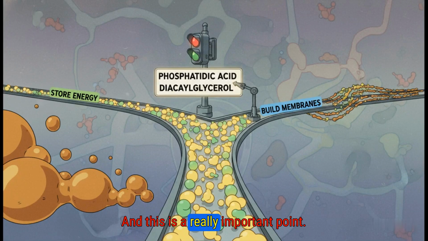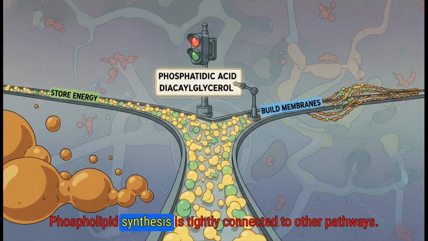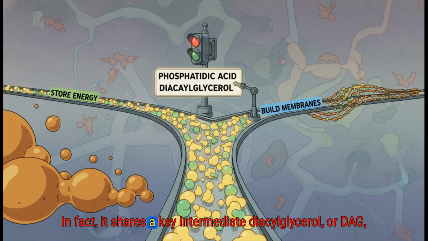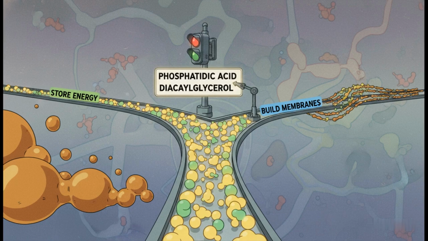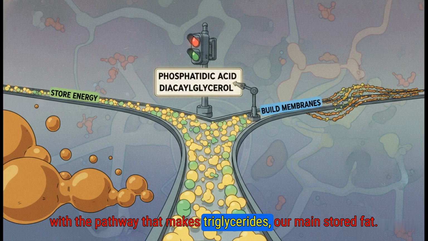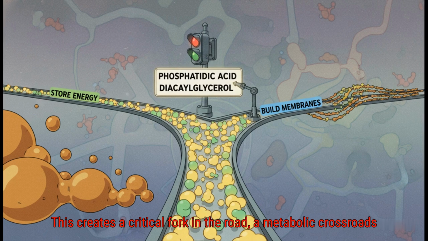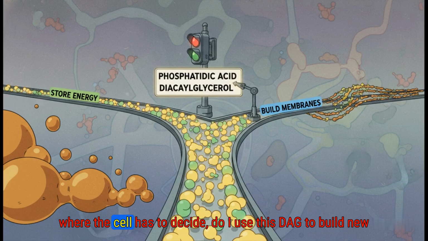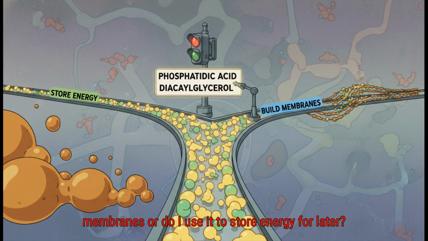And this is a really important point. None of this happens in a vacuum. Phospholipid synthesis is tightly connected to other pathways. In fact, it shares a key intermediate, diacylglycerol, or DAG, with the pathway that makes triglycerides, our main stored fat. This creates a critical fork in the road, a metabolic crossroads where the cell has to decide, do I use this DAG to build new membranes, or do I use it to store energy for later?